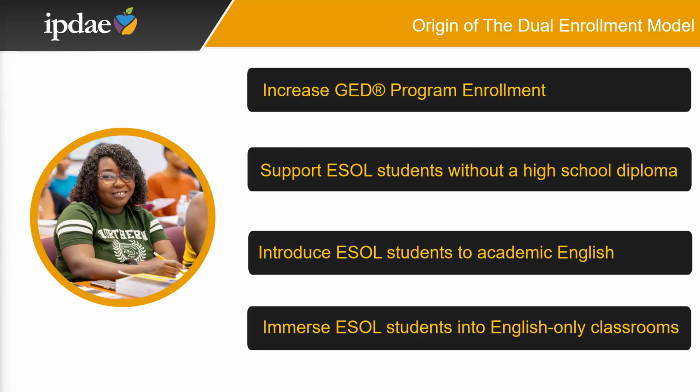So we have shared our, so this is interesting. 37% of you said that your program would benefit from an increased GED enrollment. And closely behind it, you said you needed support with 33% of your students without a high school diploma. But also, there isn't much of a margin of difference between that and introducing your ESOL students to academic English. So as we can see, this ESOL to GED dual enrollment model can support our program and our students in many different ways and in different aspects.